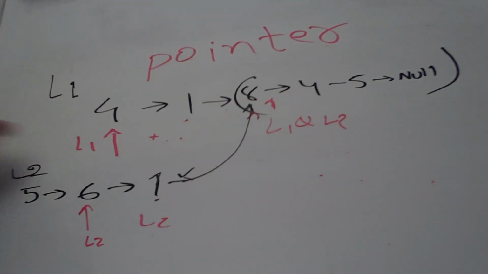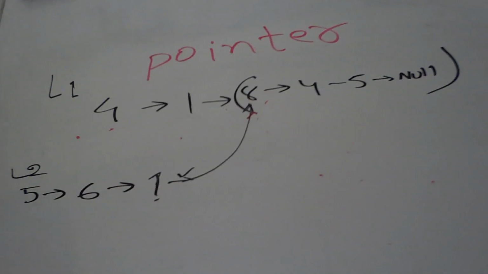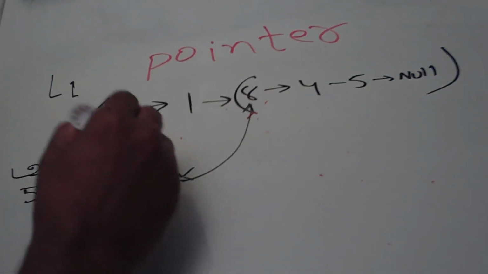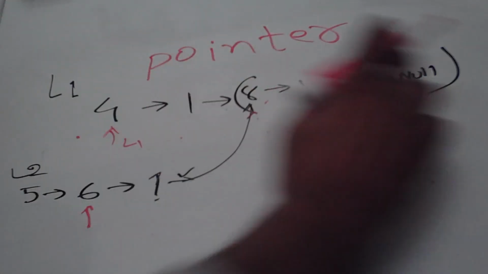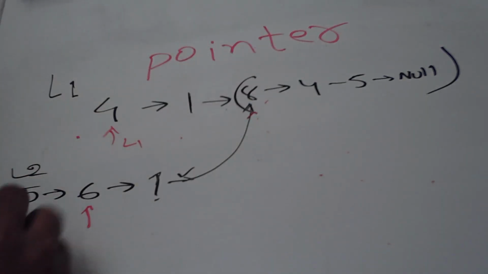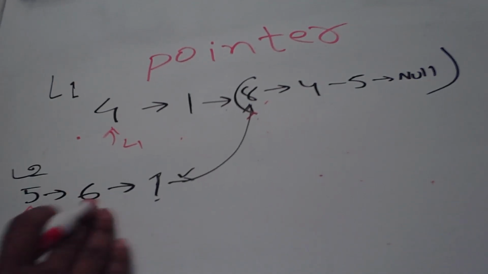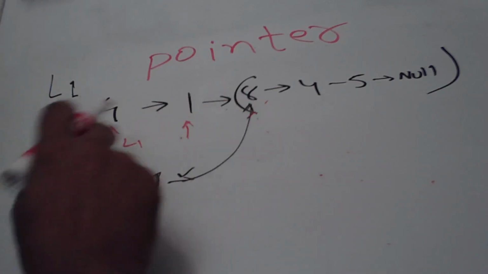But here both the lists are not of the same length. So how are we going to solve it? Our goal is to get one pointer at 4 and one pointer at 6. After that we know that we're going to get the solution at 8, because both pointers will become the same. So to get that, let's start L1 at 4 and L2 at 5. Now let's keep increasing them.